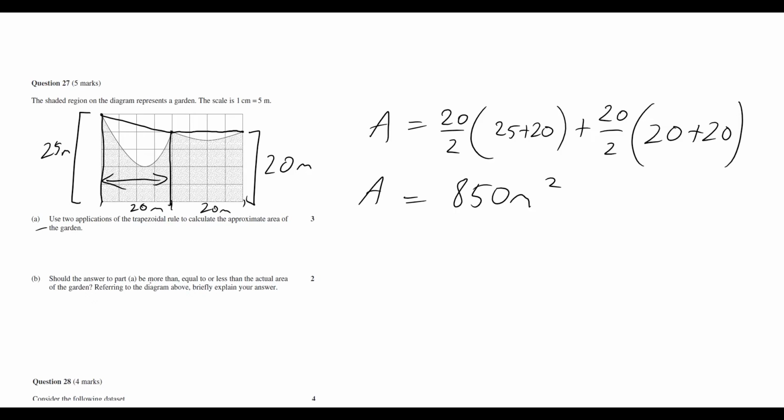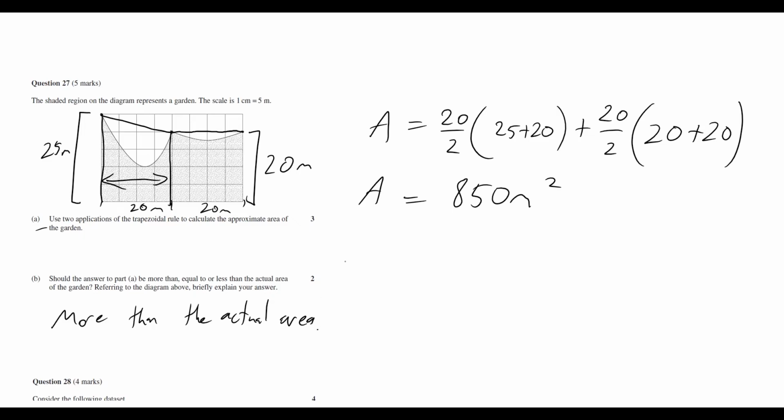All right, part B. Should the answer to part A be more than, equal to, or less than the actual area of the garden? Well, what we can clearly see from the diagram and our little drawings on this diagram is we'd say that this is going to be more than the actual area.